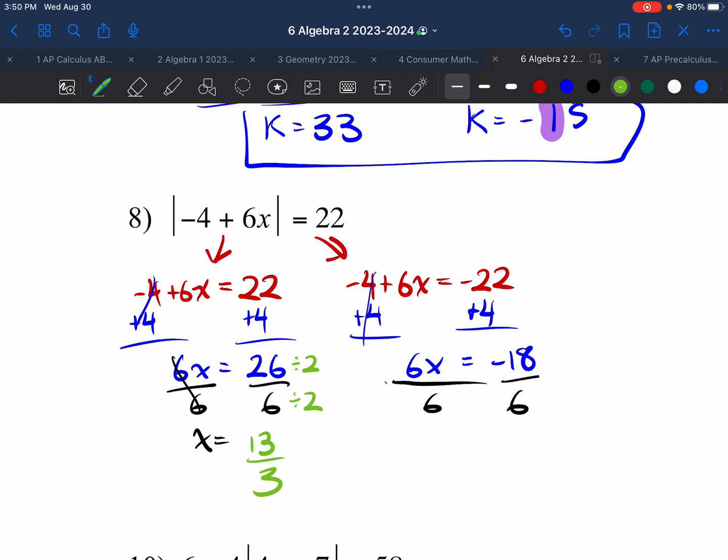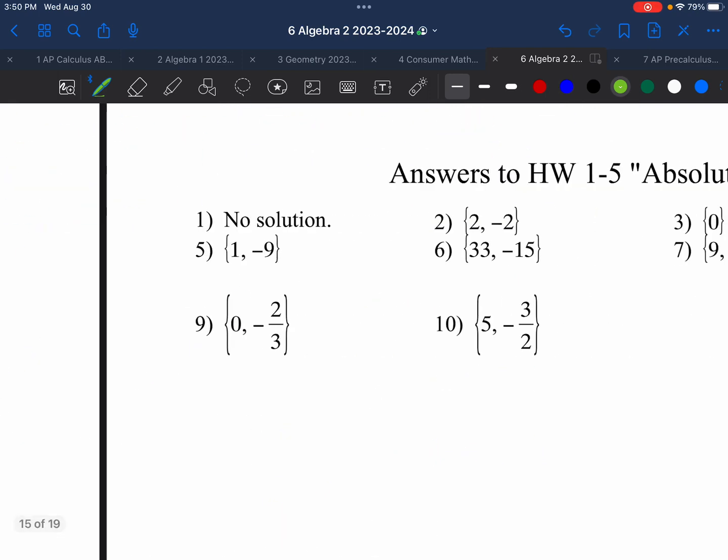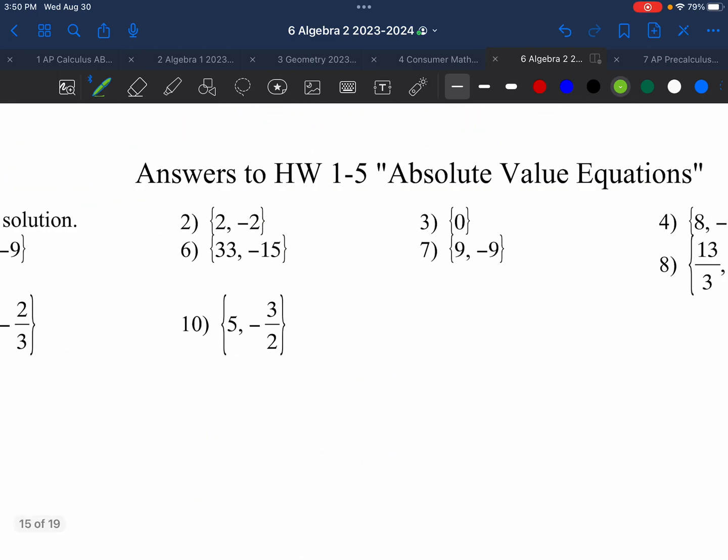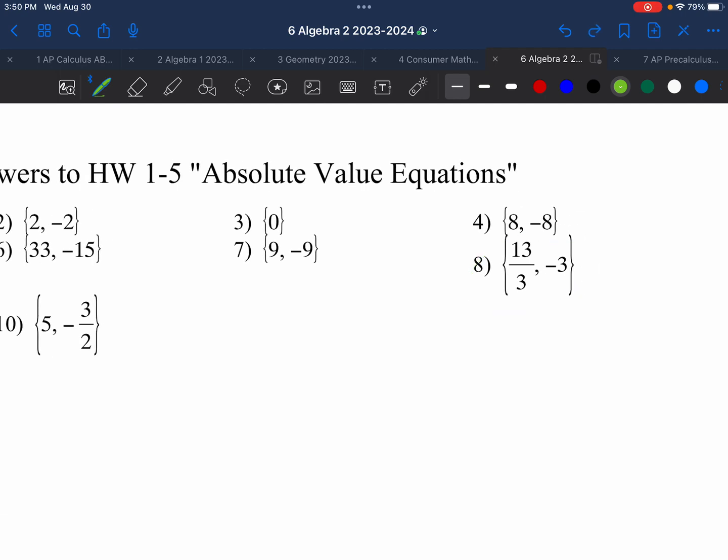In the second case, I can also divide both top and bottom by 6, and that's what I'm already doing. So -18 divided by 6 is -3. Don't forget your negative. So this is going to be -3. Let's check. 13 thirds and -3 for number 8 is indeed correct.